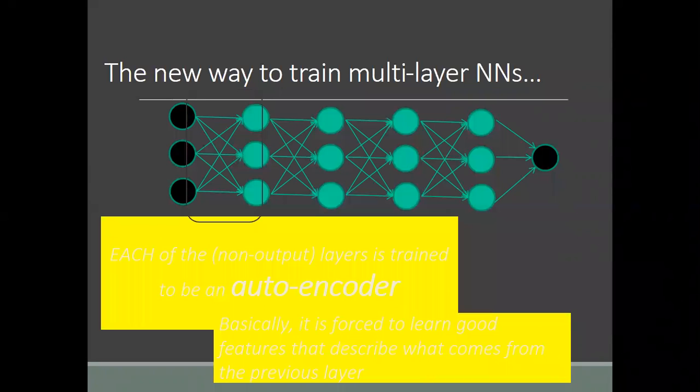So each layer is trained to be an autoencoder. Basically, it is forced to learn good features that describe what comes from the previous features. So what do good features mean? If a black spot is there, it might be a 6 or 9. That important information is what we mean by good features.